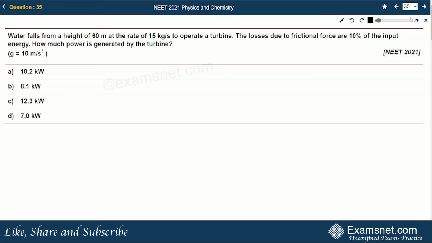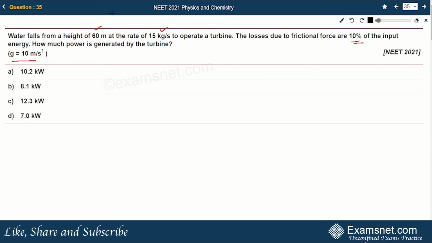Alright, now question number 35 is from the chapter Work, Energy and Power. The question is: water falls from a height of 60 meter at the rate of 15 kg per second to operate a turbine. The losses due to frictional force are 10% of the input energy. Then how much power is generated by the turbine? Acceleration due to gravity is to be taken as 10 meter per second square.